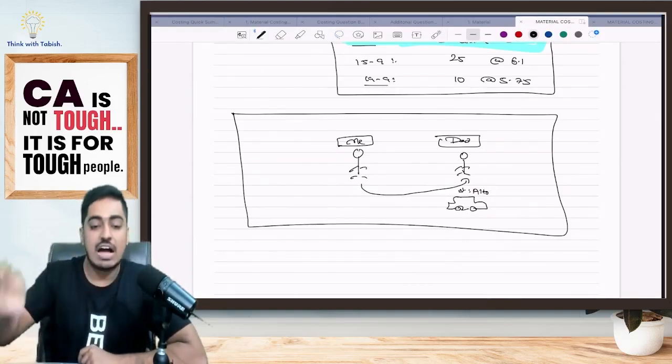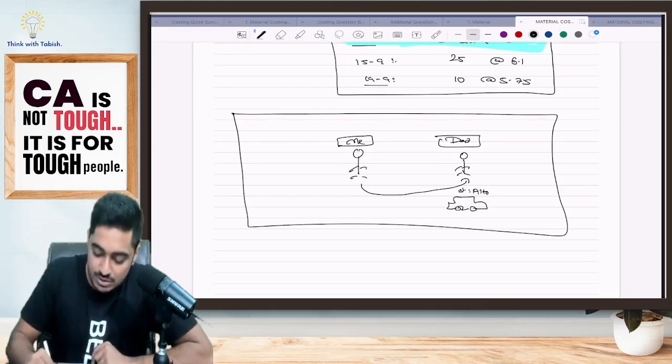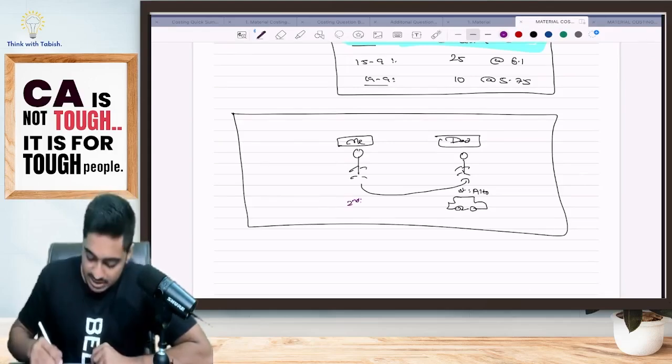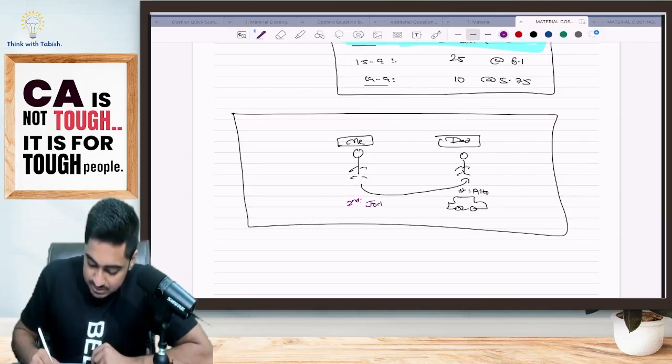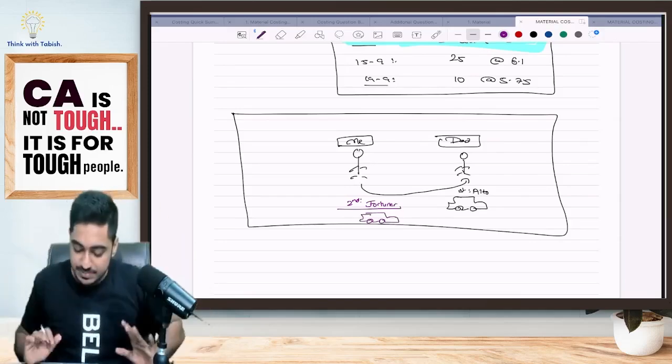Okay. After that, what happened? Because I was not having any car, I decided I will buy one more car. So this time, imagine, I purchased my second car. Which car did I purchase now? Imagine I purchased a Fortuner. Is this clear? Till here the story is fine.